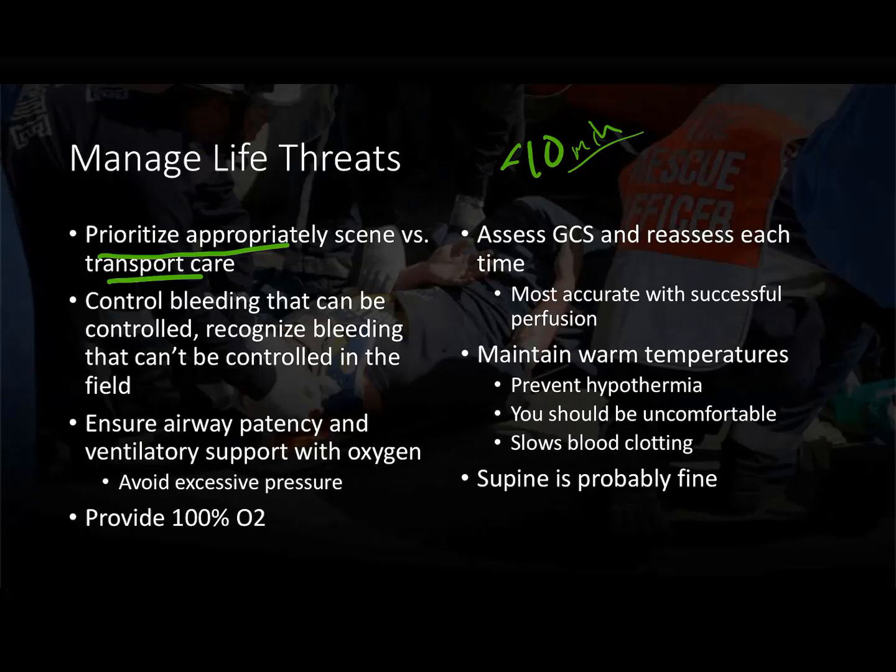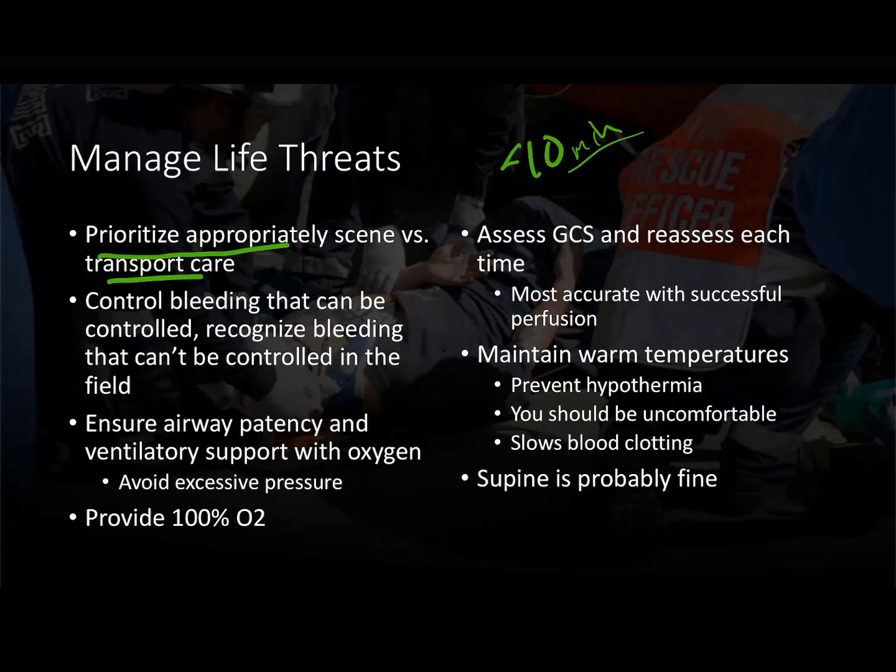Remember that we need to control bleeding that we can identify and control, and recognize bleeding that can't be controlled. In fact, recognizing bleeding that can't be controlled early is the best treatment for that patient's uncontrolled hemorrhage. Ensure the patient has a patent airway at all phases. Manage the patient's airway with BLS maneuvers until ALS maneuvers are required.